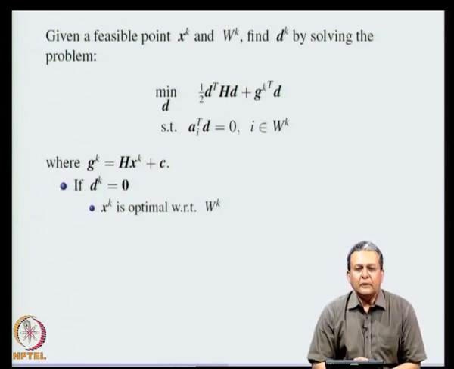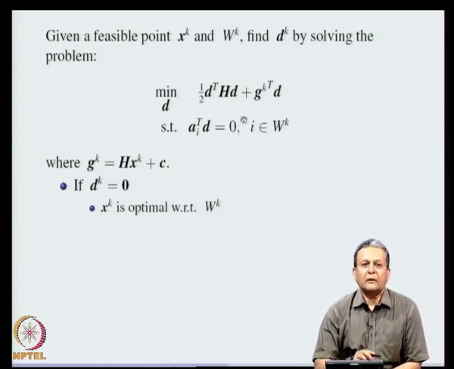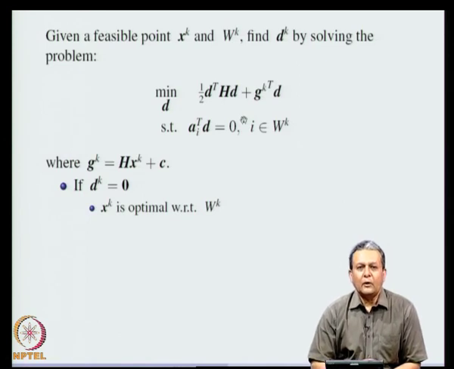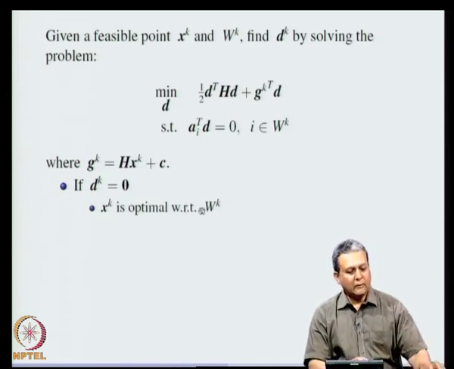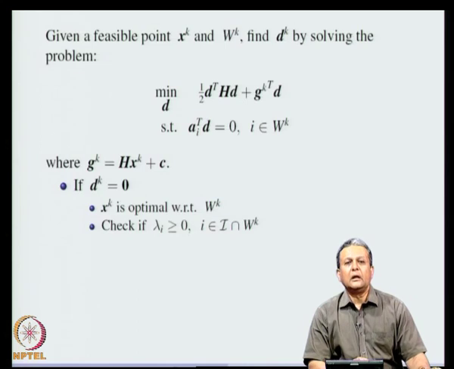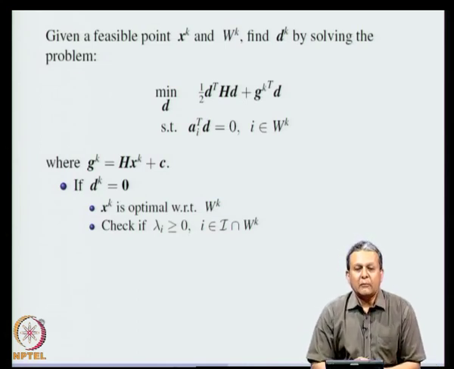Now, if we solve this problem and we get dk to be 0, then what it means is that the current point xk is optimal with respect to wk. That means that there is no need to move from xk as far as wk is concerned. Remember that this is not the optimal solution with respect to the entire original problem, but it is optimal only with respect to wk.